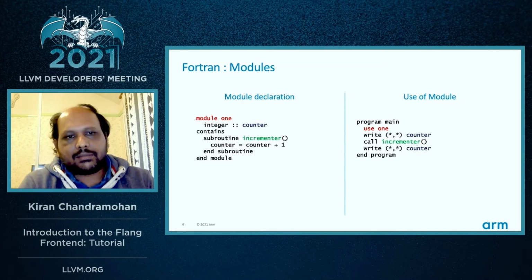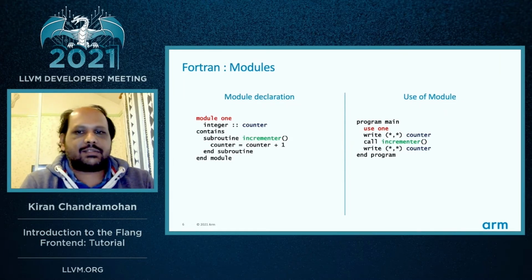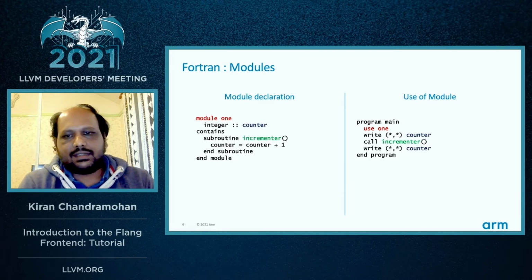And this module can be made available in other places by using this module. What we have on the right-hand side is a Fortran program, and it uses this module. Use1 will use this module, and it prints the value of the counter. Then it calls the subroutine incrementer from this module, and then it writes the value of the counter. So if you run this program, basically, you will get 0 followed by 1.